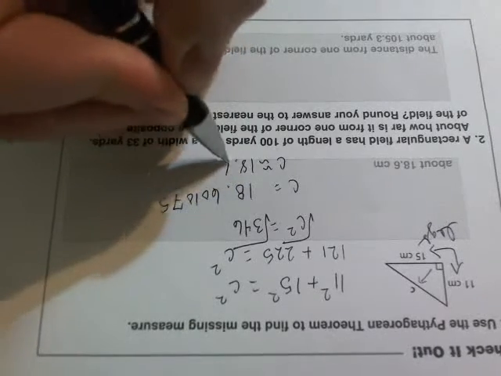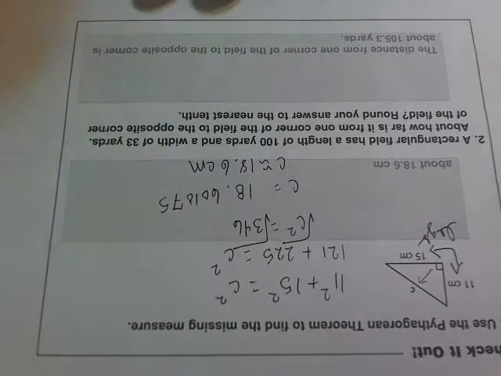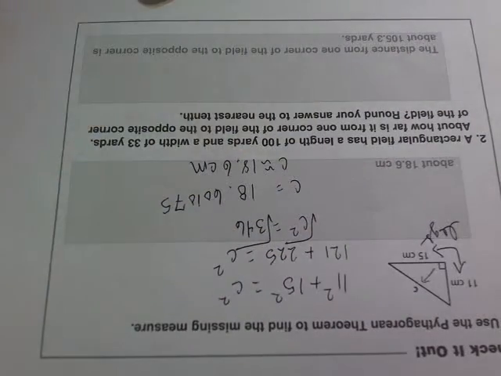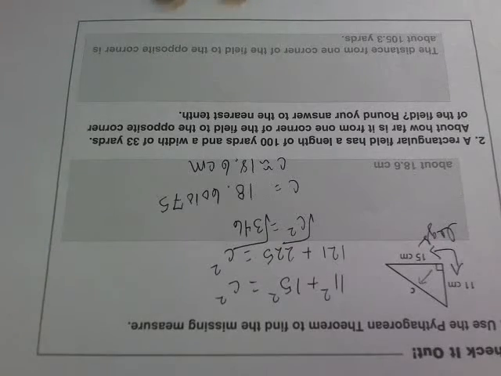And that's going to be the length of my hypotenuse. Again, it makes sense because the hypotenuse here ends up being the longest side. The biggest number is 18.6, so it makes sense.